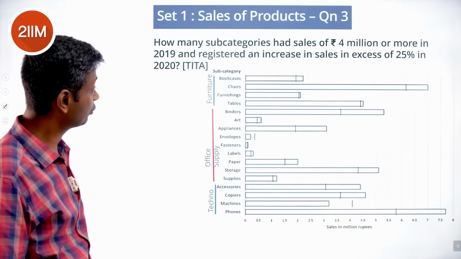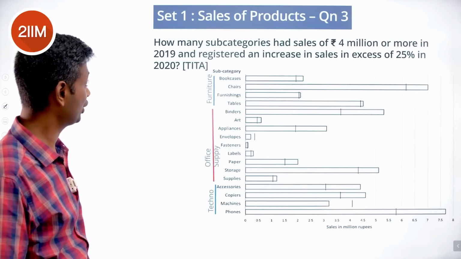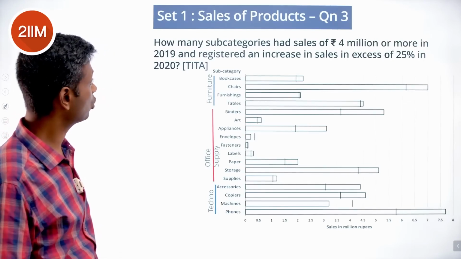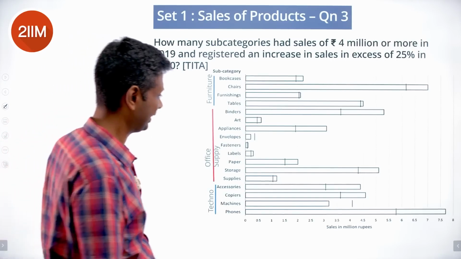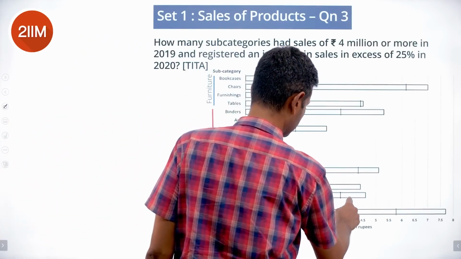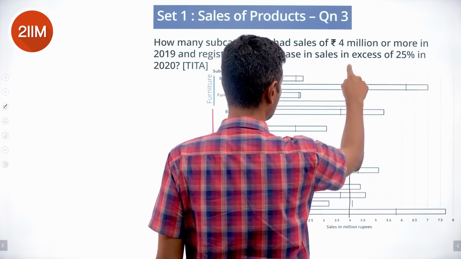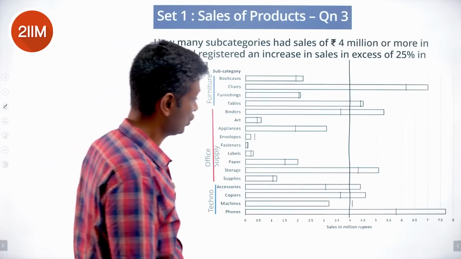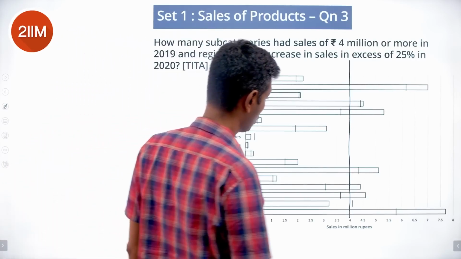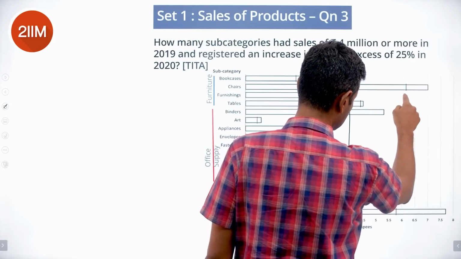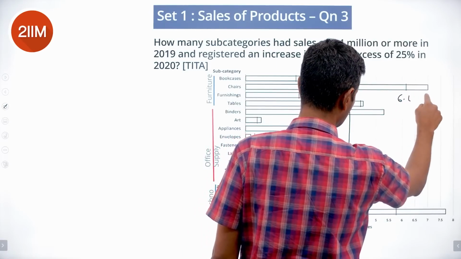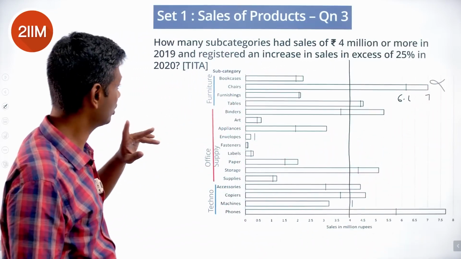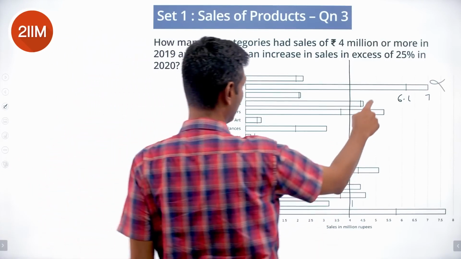How many subcategories had sales of 4 million or more in 2019 and registered an increase in sales in excess of 25% in 2020? More than 4 million in 2019. This is a 4 million line. 2019 number being more than 4 million. Shares, excess of 25%. Shares goes from 6.1 to 7, and that's not 25%. 25% of 6 is 1.5. That's not the answer. Tables, straight away we can forget about it.